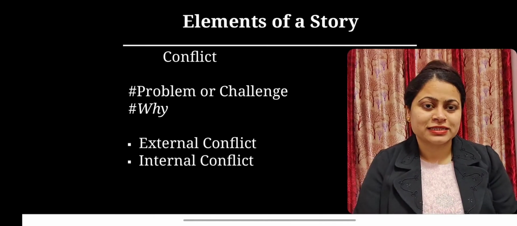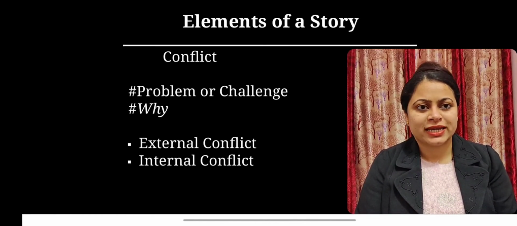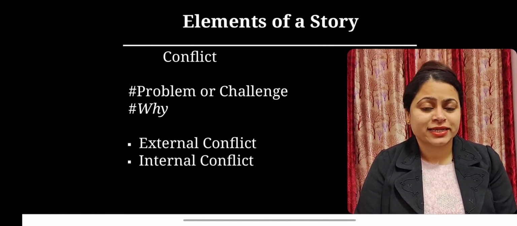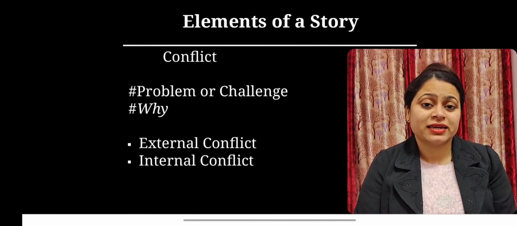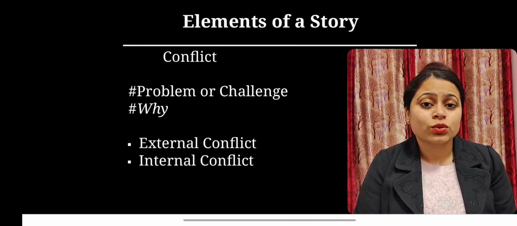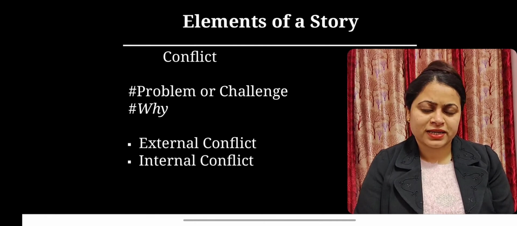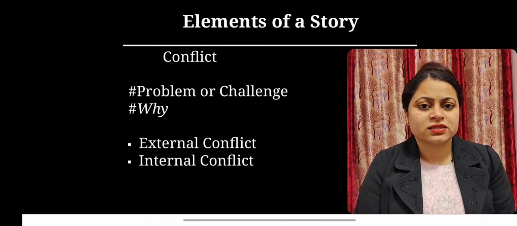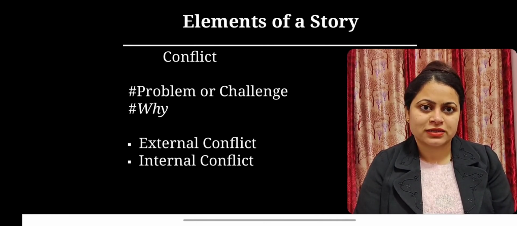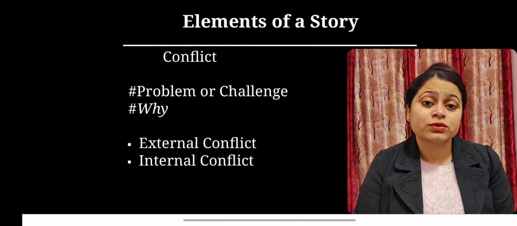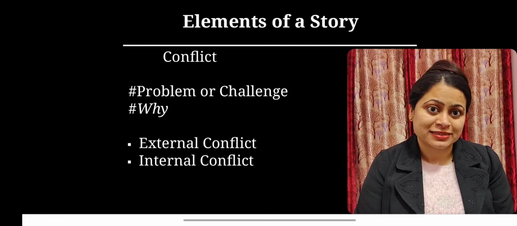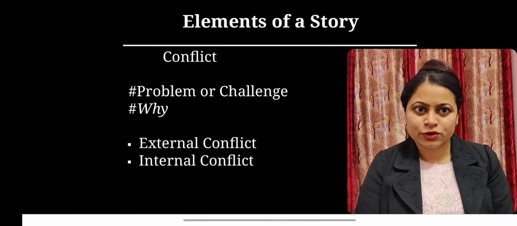Next is conflict. Conflict is the problem or challenge faced by the protagonist or other characters in the story. It actually gives the why to the story, because it is why the course of action is taking place, or why the story is proceeding further. This why is told by the conflict because it is the problem due to which the course of action is taking place. So it tells us the why of the story, and it is external or internal.